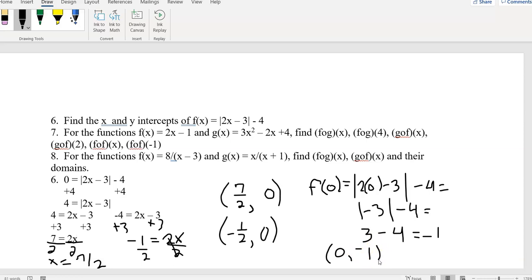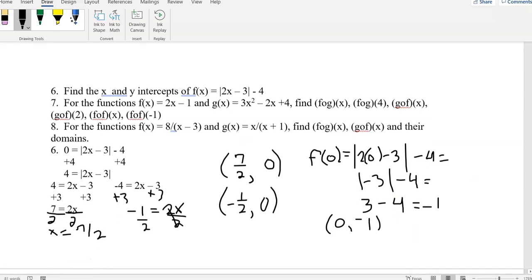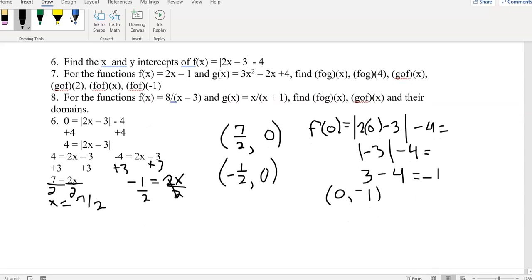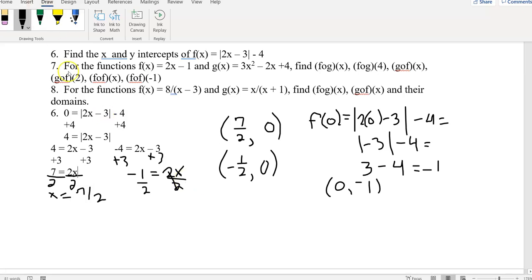For the functions f of x equals 2x minus 1, and g of x equals 3x squared minus 2x plus 4, let's find f composed with g, f composed with g of 4, g composed with f, g composed with f of 2, f composed with f, and f composed with f of -1. All right, now we may not get to 8 in this video, but that's okay. We will in the next one if we don't.